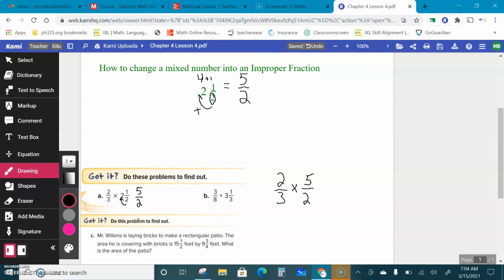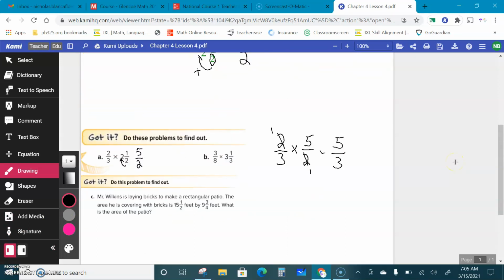What you can do is either multiply them across, or like we did in lesson 3, we can cross cancel. 2 divided by 2 is 1, and then 2 divided by 2 is 1. So we end up with 5/3. Now let's see if they want us to leave it as an improper fraction or if we have to change it back to a mixed number.